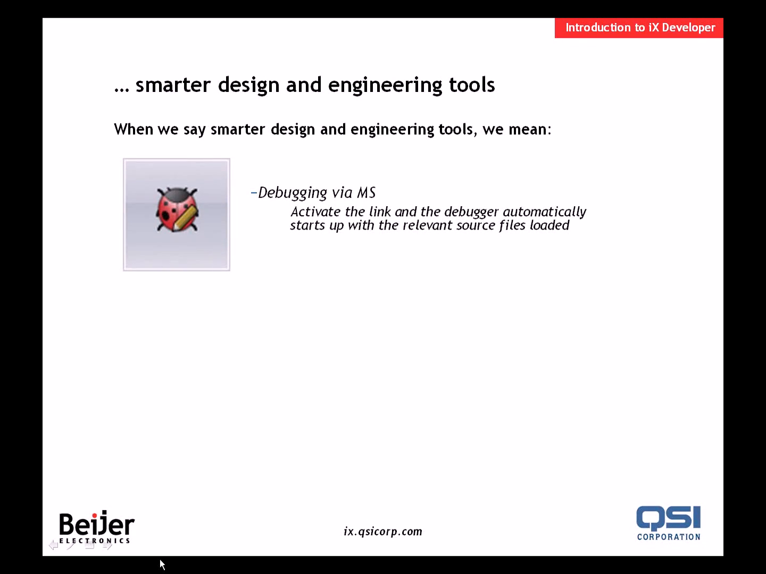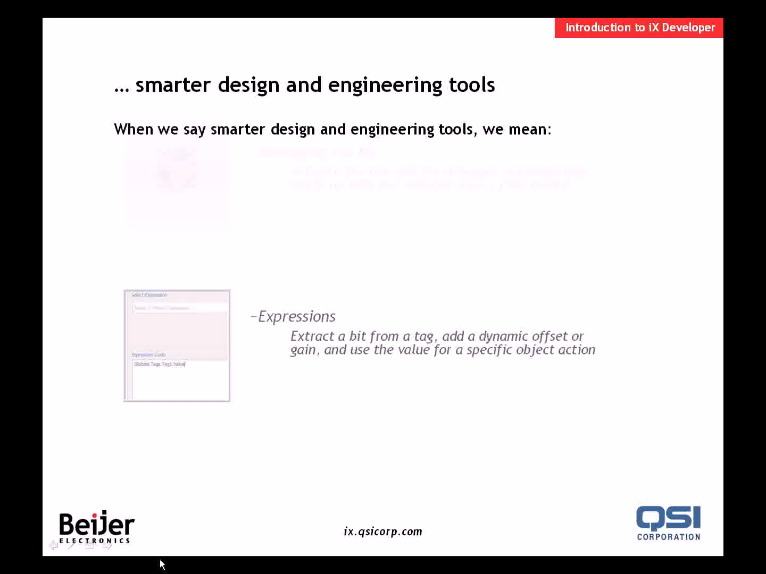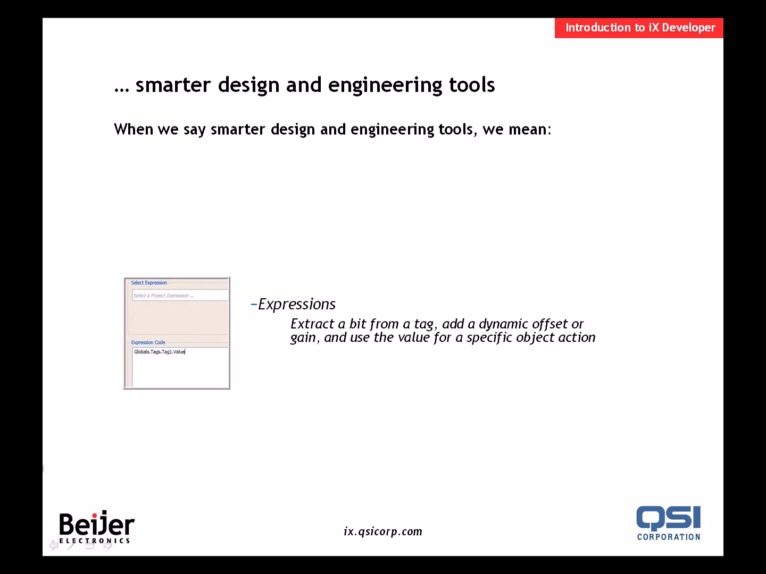We have expressions, which is an easy way to do C# scripting without the hassle of doing most of the coding around the expressions. What it is, is a one-line return statement for C# code. And this allows you to do higher level math functions or extracting a bit out of a word, for example, in a very easy way.